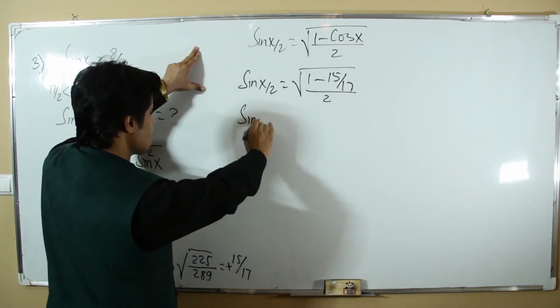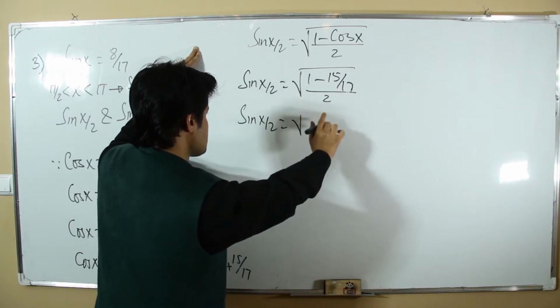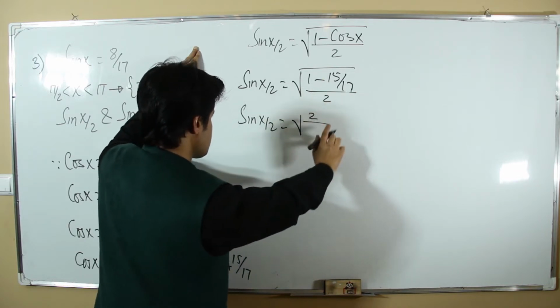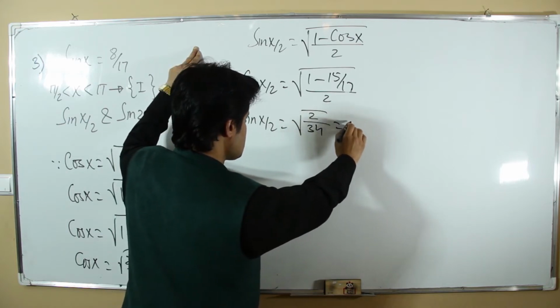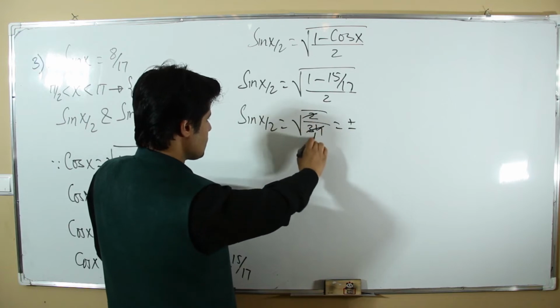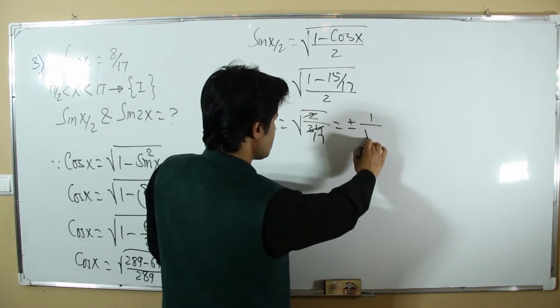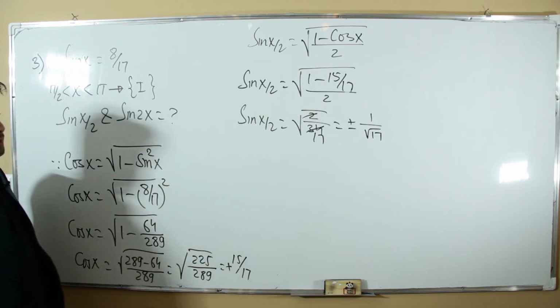So sine x by 2 is 1 times 17, 17 minus this one is 2, and 2 times 17 is 34. What's the root? The root is positive or negative. It's cancelled. 1 divided by root 17. Now, which answer is correct, positive or negative?